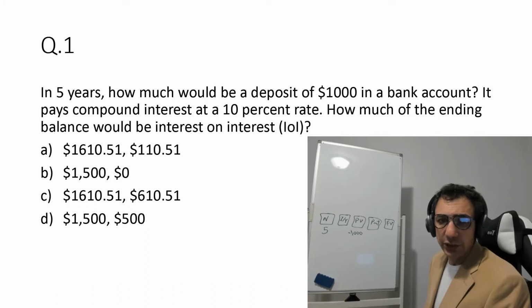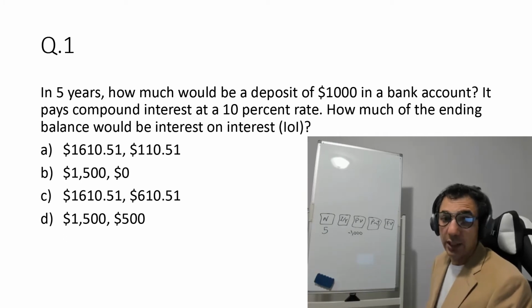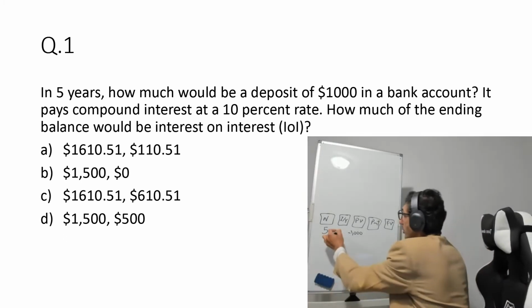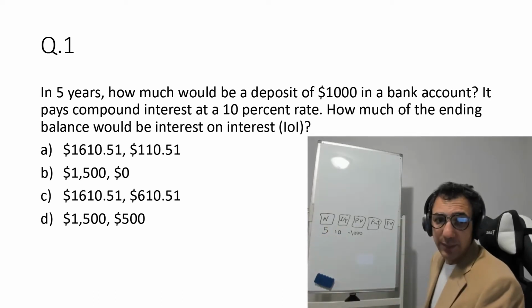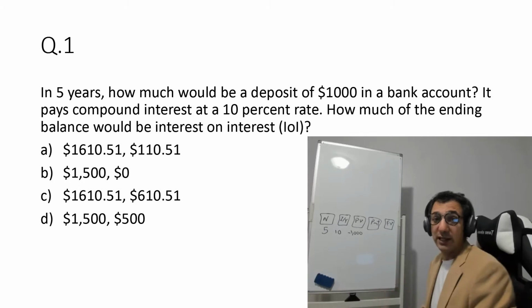What else do we have? It pays compound interest at a 10% rate. So that 10%, that's your annual interest rate. How much of the ending balance would be interest on interest? Now, what's happening here?